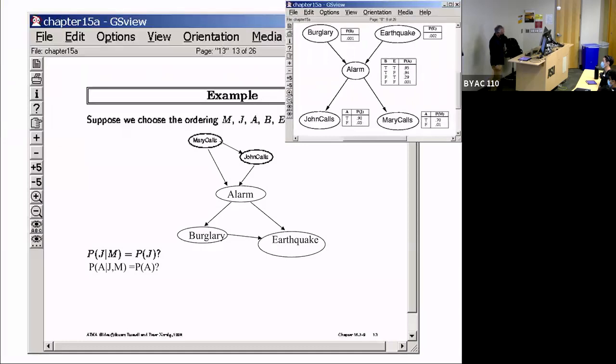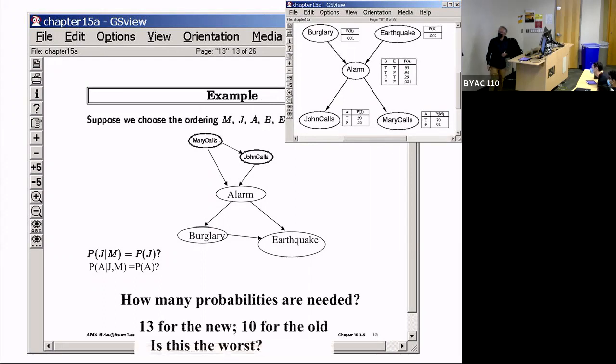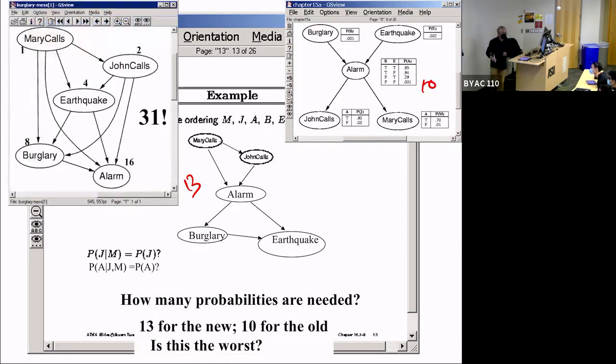And this network, compared to this other network, which presents the variables in the causal order, where you know the causation. Remember, if you're asking the expert and you don't know the causation, then you may very likely ask in this direction. How many probabilities are needed for this? 13 for this; you should be able to see that this is 13 and this is 10. And in the worst case, you will get that network, which will be 31.